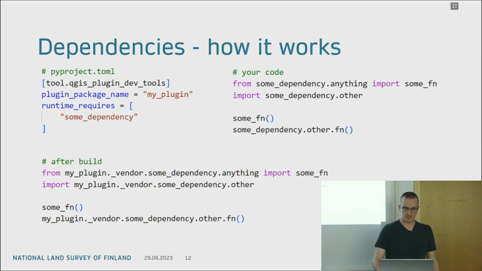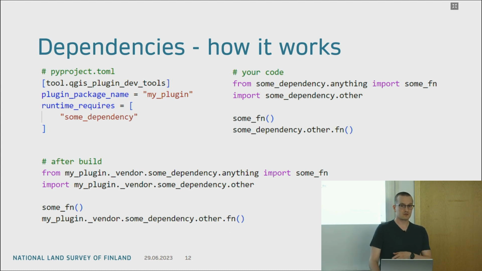So how does the dependency management work? When you add this tool or use this tool, you declare your current Python package name of your plugin, and then you declare the runtime packages that you have in the environment or in your code. And in your code, you can just use the import from the package, as is, for example, here. If you use some dependency, import something from that, and just use those as is.